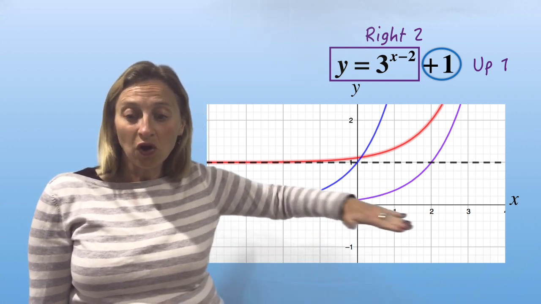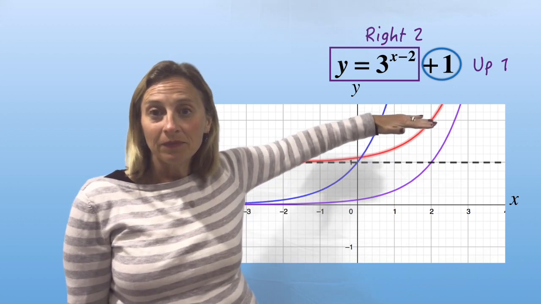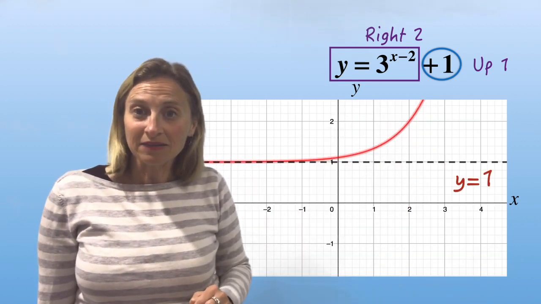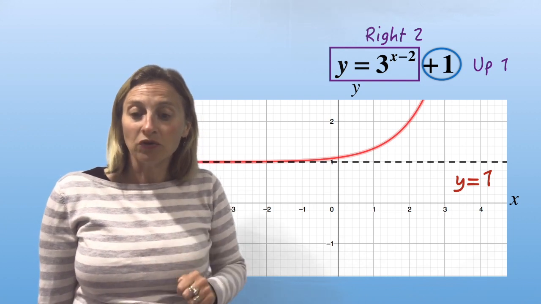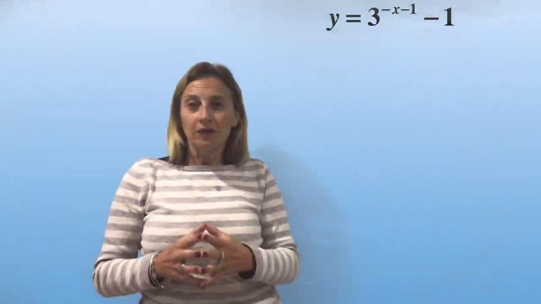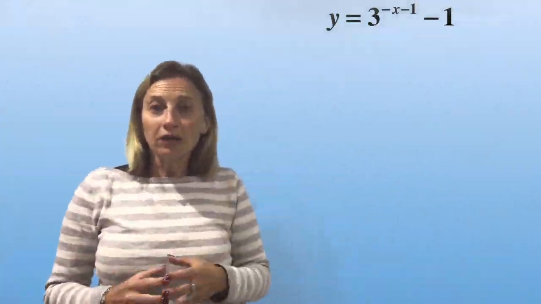And then we have to move the whole graph up 1. And don't forget, when you move the whole graph up 1, to take the asymptote with it. So you have a new asymptote of y equals 1. Make sure you've labelled your asymptote. That's very important.